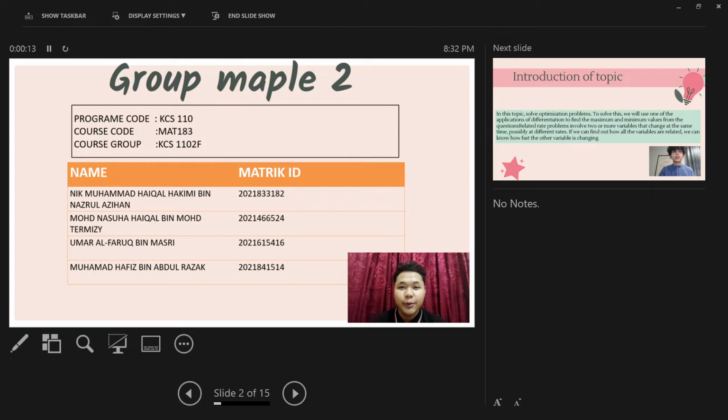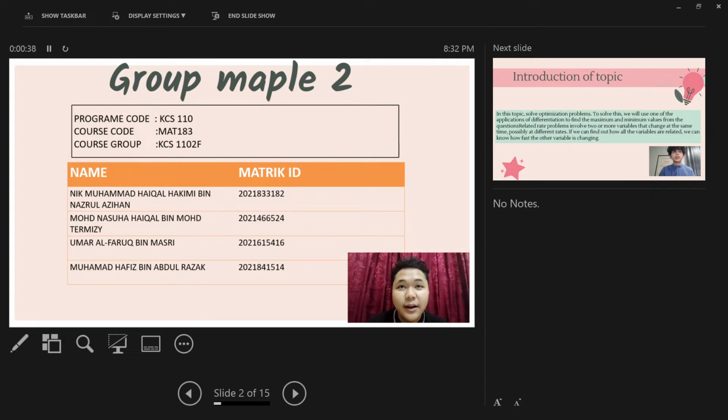So I would like to introduce our group member. Our group name is Group Maple 2. Program code KCS 1110, course code MAT 183, course group is KCS 110-2F. So this is our group.